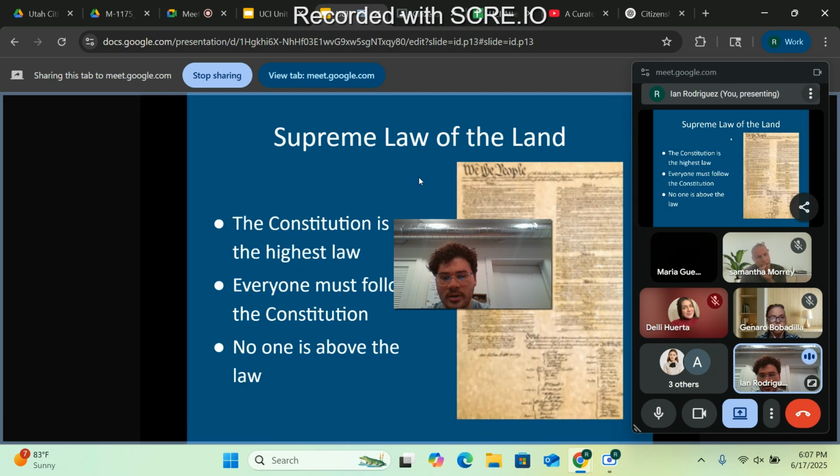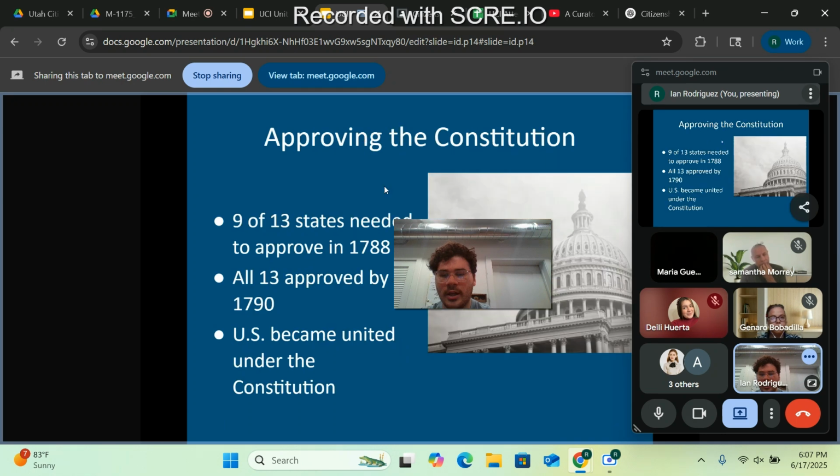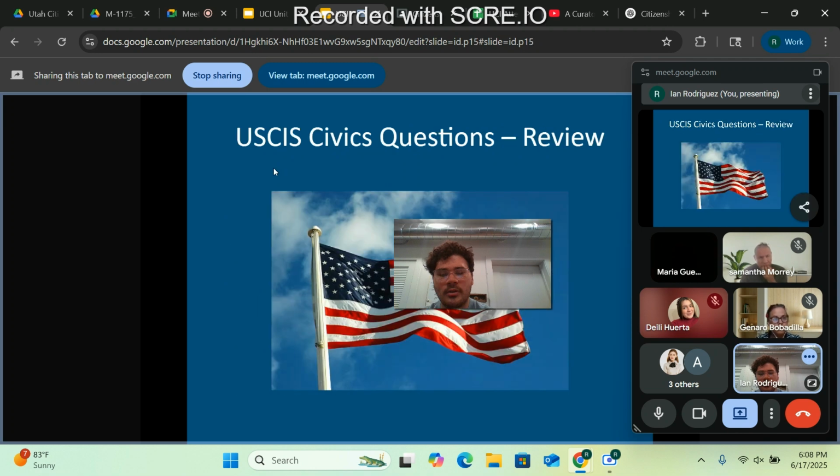We talked about how the Constitution is the supreme law of the land. We talked about how they approved the Constitution back in 1787 when it was written, and the years after in 1788. And then we had a review.